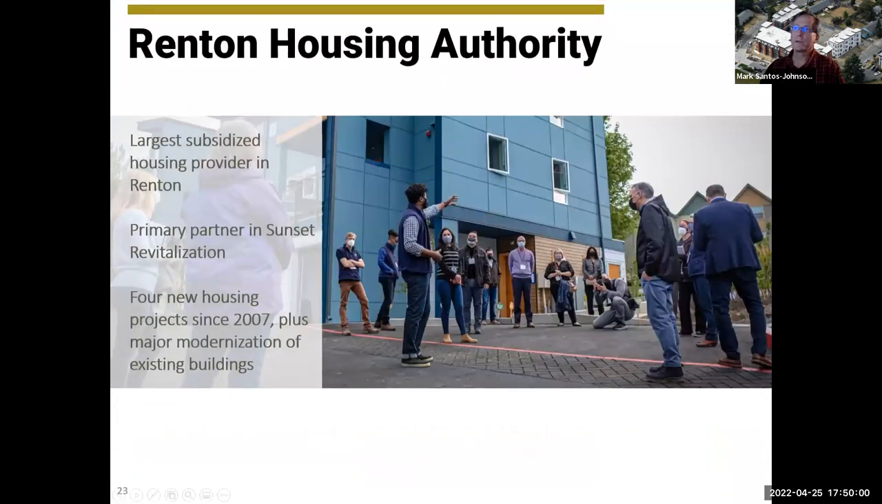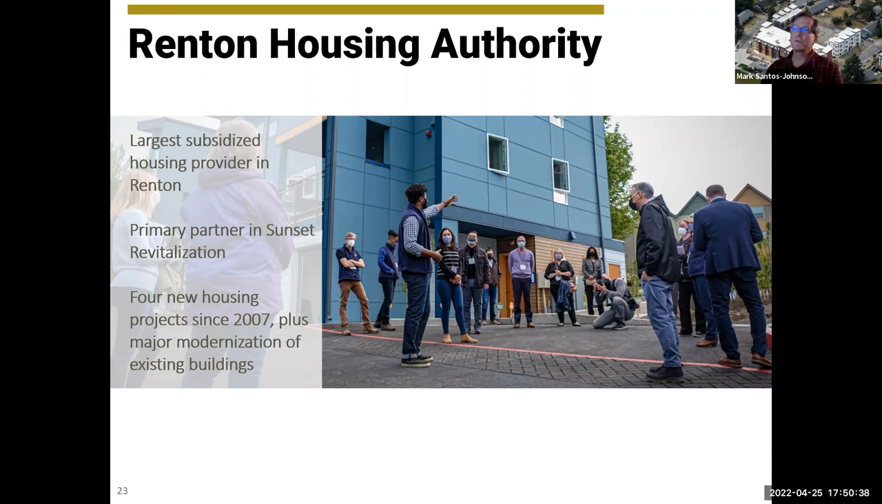The 80-year-old Renton Housing Authority is the city's oldest and most significant affordable housing partner. RHA is also a primary partner with the city for the Sunset Area Community Revitalization and the Sunset Area Transformation Plan. RHA is the largest subsidized housing provider in Renton with 864 affordable housing units and 18 projects. They also administer 647 housing choice, veterans, and emergency housing vouchers, plus 478 port-in vouchers that were issued by another public housing authority for residents renting an apartment or house in Renton.